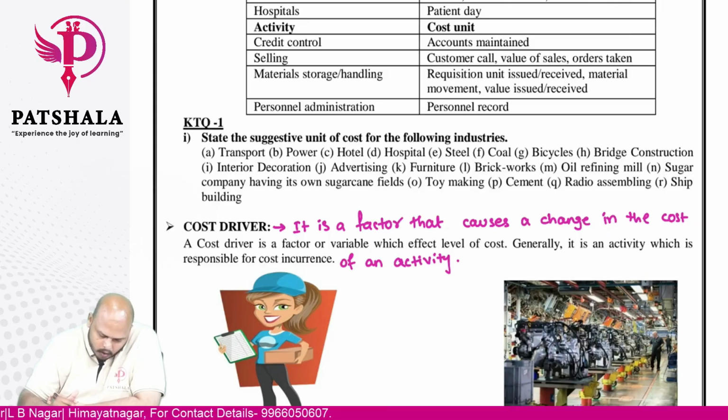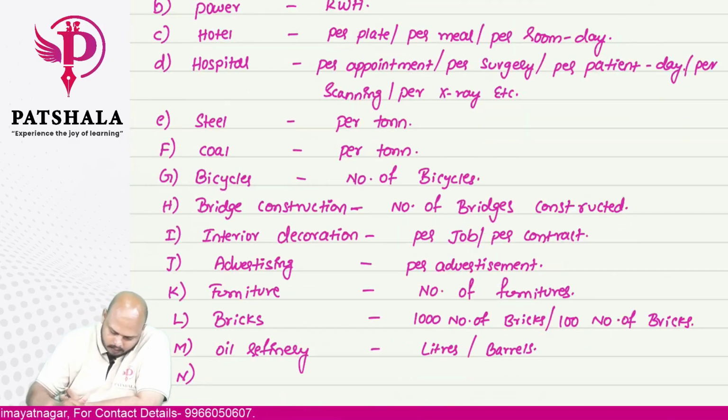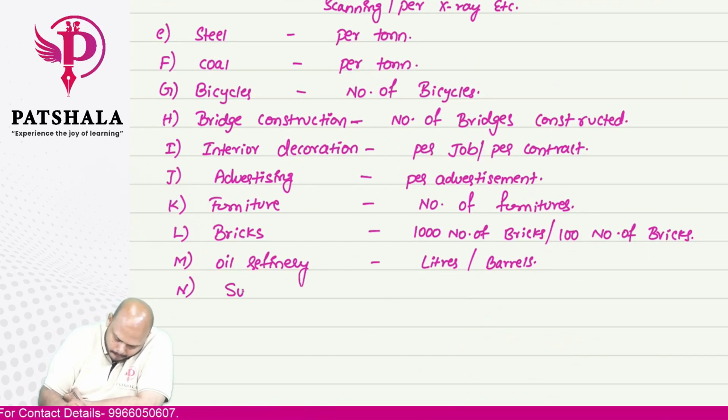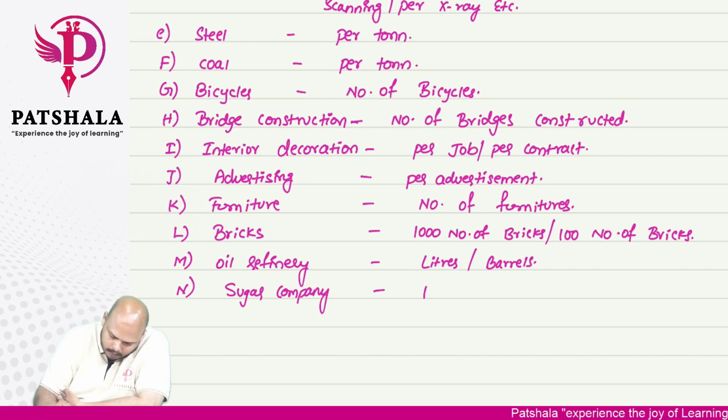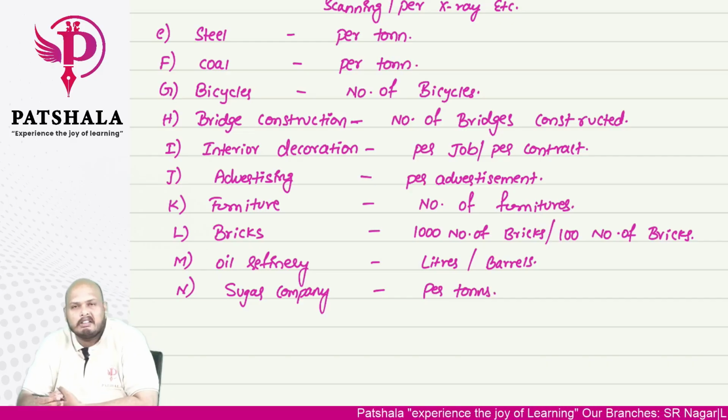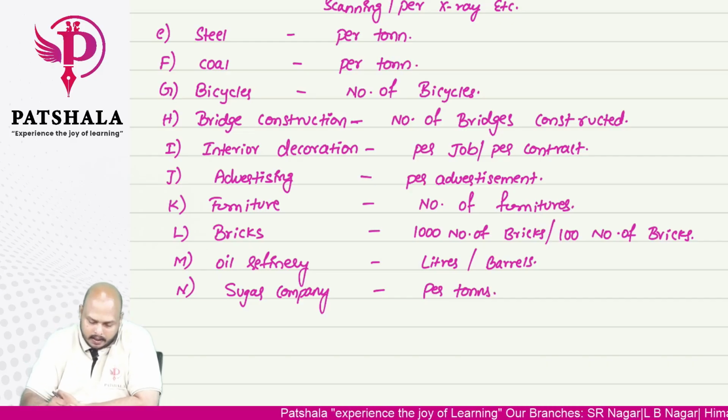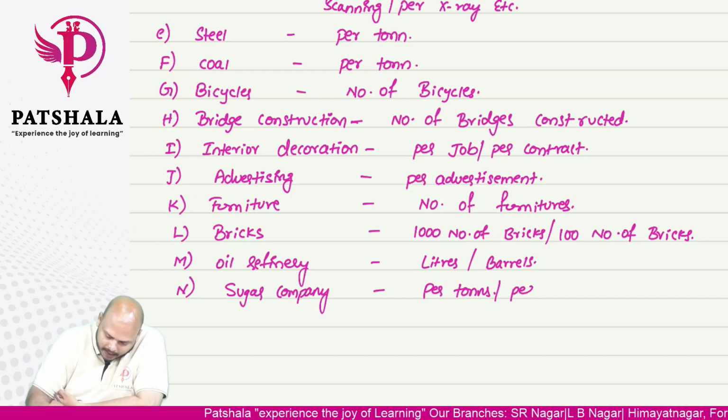Next one we have is sugar company. In the case of a sugar manufacturing company, generally they will measure the sugar per ton or otherwise per bag. Sugar bag also they will say.